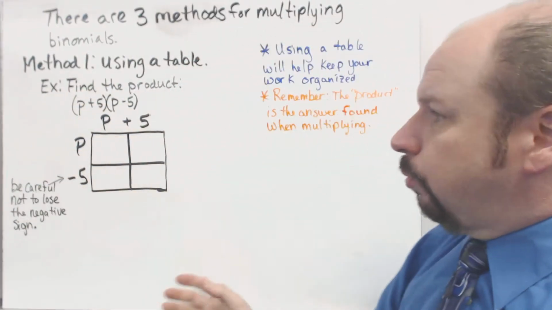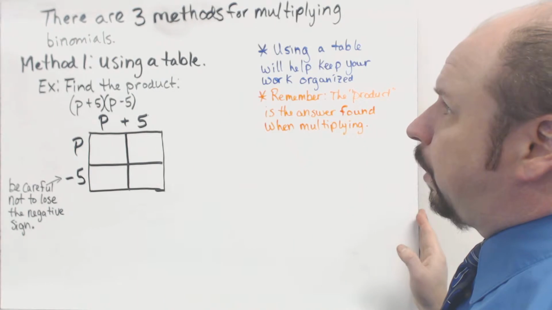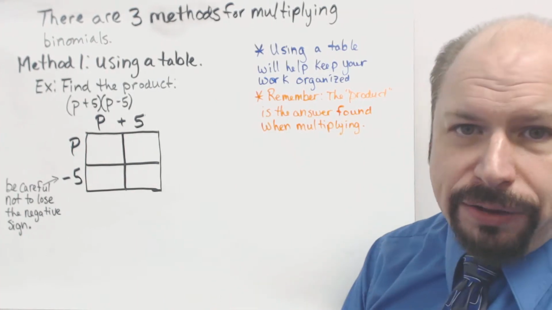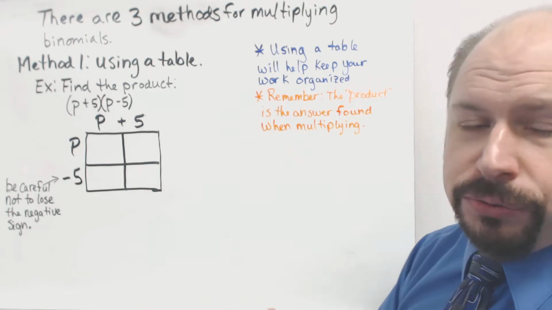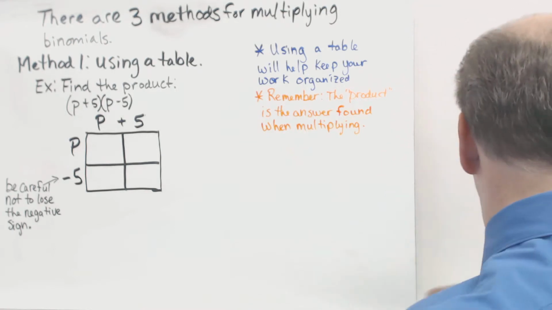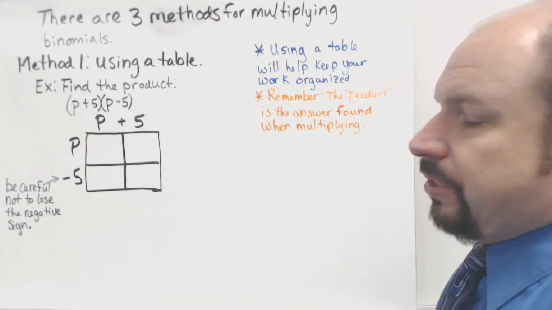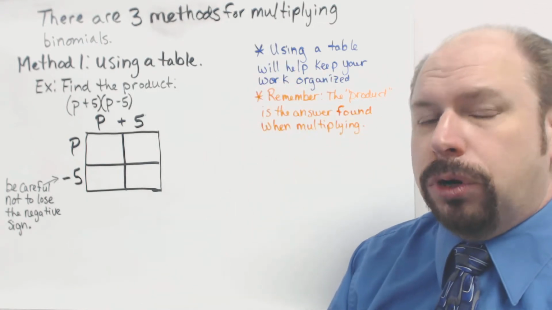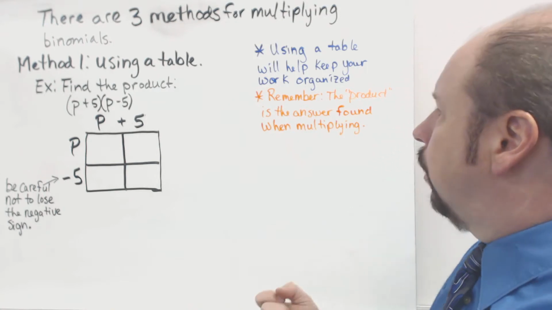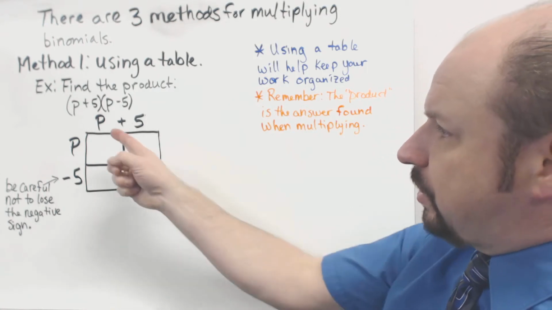So what we're really working on today is multiplying binomials. And we have 3 different methods of multiplying 2 binomials together. The first method that we will do is using a table. Using a table will help you to keep your work a little more organized. So let's just take a look.